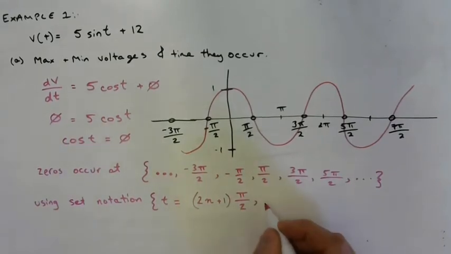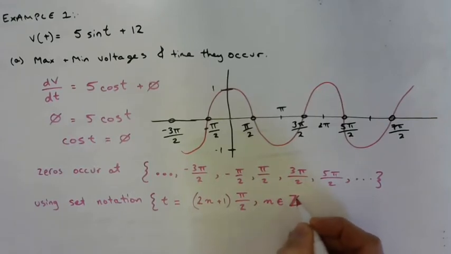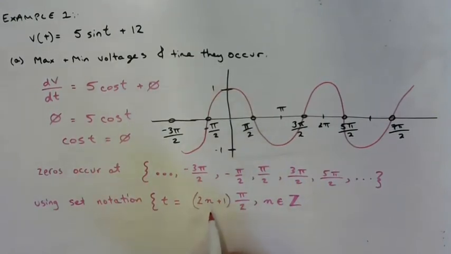And we should note here that with n we're talking about integers. So n comes from the set of integers. That's positive or negative whole numbers including 0. Close it off. Lovely.